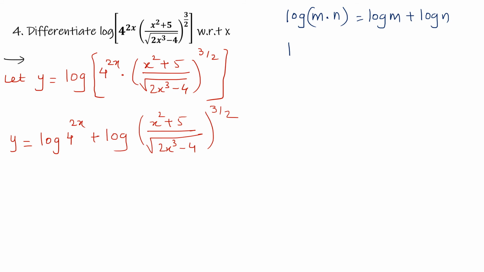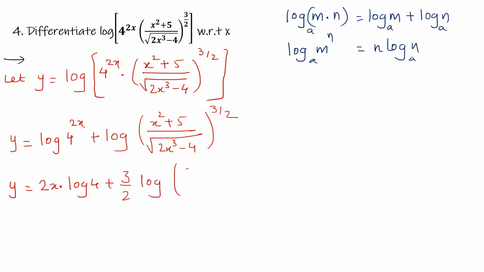Now, one more formula of logarithms I am applying in the next step, and that is log of m raised to n is n log of m. See, maybe while studying the theory, you might have seen there is some base here. Fine, if there is base a here, then you should write the same base on the right hand side. Now, as in the problem the base is not mentioned, we are assuming it as e, and it is the same throughout. So in the next step, what I can write is y is 2x into log of 4 plus 3 by 2 into log of (x square plus 5) upon root of 2x cube minus 4.